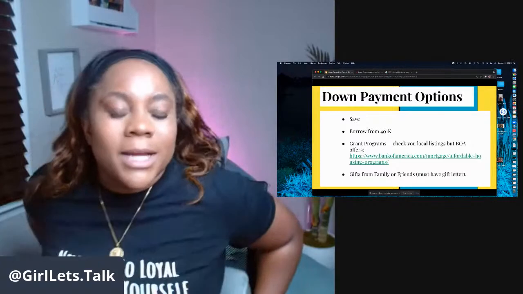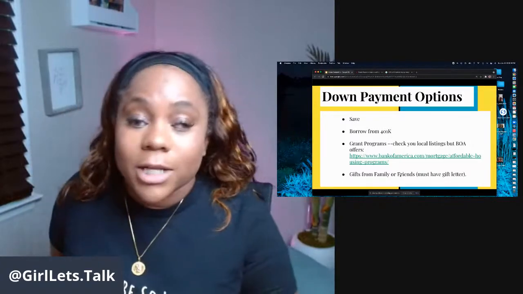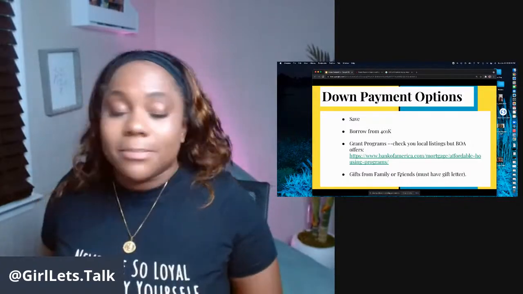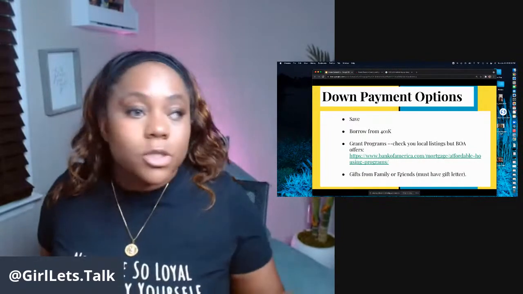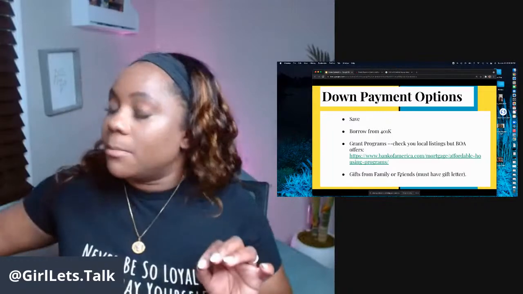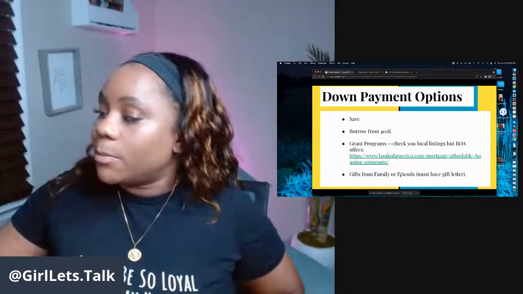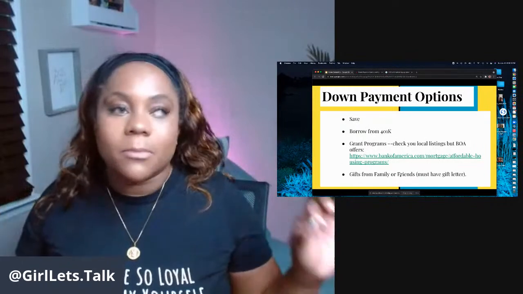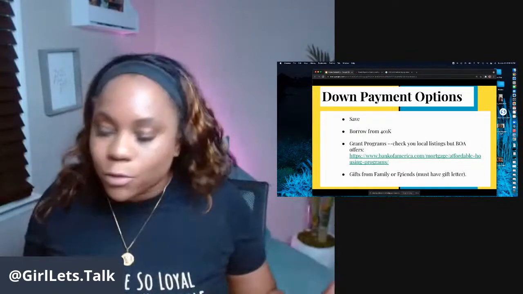The bank is going to analyze your bank statement with a fine-tooth comb, okay? The bank is not playing about money laundering. They want to know the sources and uses of cash. They want to know where this down payment was generated from. Was it from a bonus? Was it from savings? Was it from your paycheck? They will analyze your bank statement with a fine-tooth comb. You're not going to be able to sneak anything through the cracks.